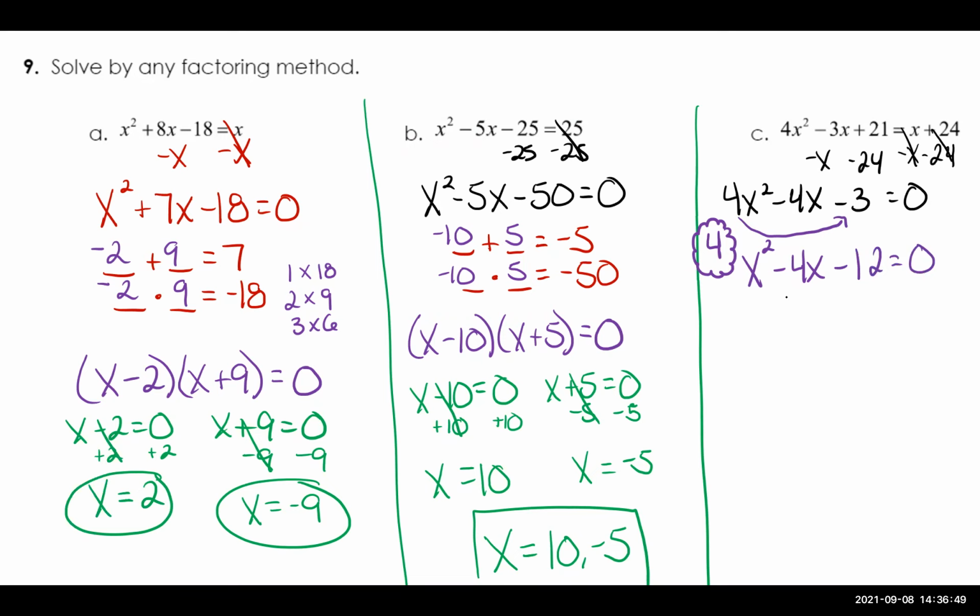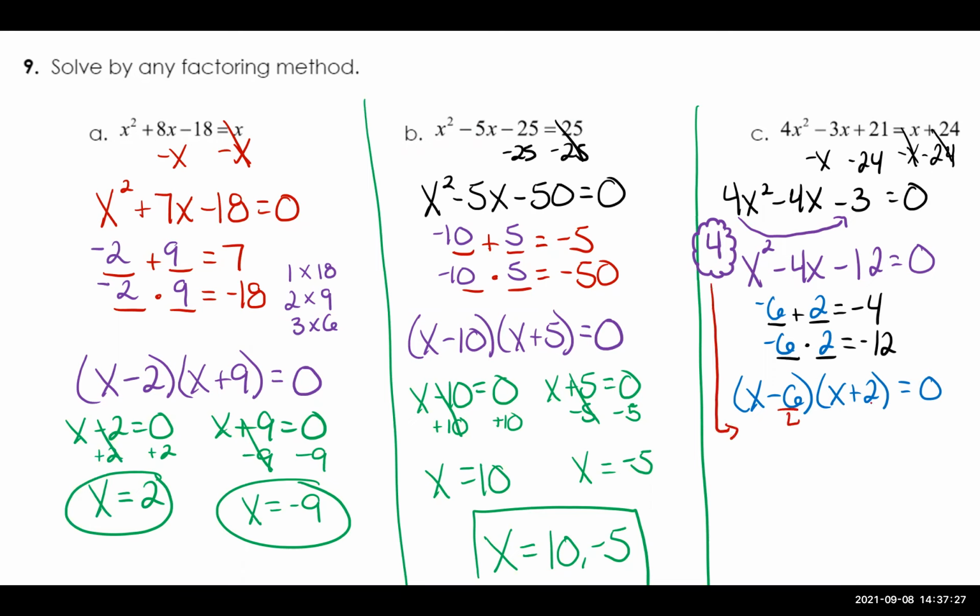From here, we're factoring. So we're going to think of two numbers that add to equal a negative 4 and multiply to equal a negative 12. And that would be a negative 6 and a positive 2. So we have x minus 6 and x plus 2, and this is still equal to 0. Then yes, we factored, but we forgot that we need to take that 4 that I took out and then randomly multiplied, and I need to undo that random multiplication with division. So I'm going to divide both of these terms by 4 and reduce our fractions.